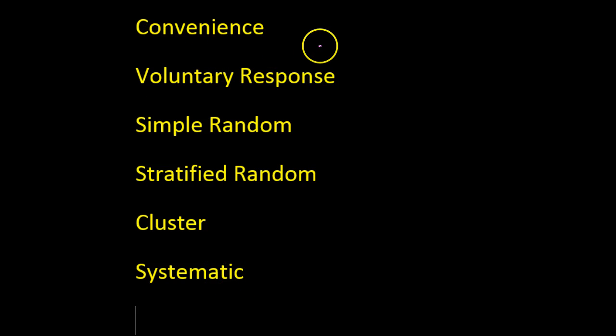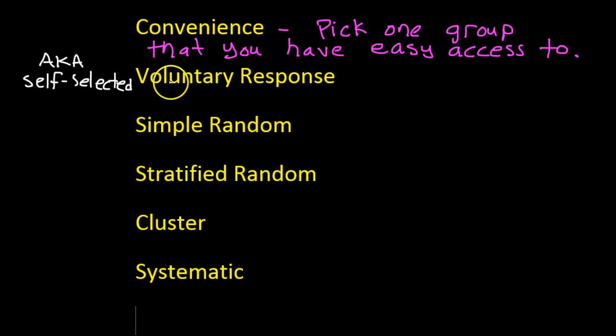So convenience is where you just pick one group that you have easy access to survey or measure or whatever. So if I just walk into a room and say, hey, let me survey you guys, that would be convenience. Now, voluntary response is also known as self-selected, and that's where the people that participate in your survey or the people that get measured in some way choose themselves to participate.